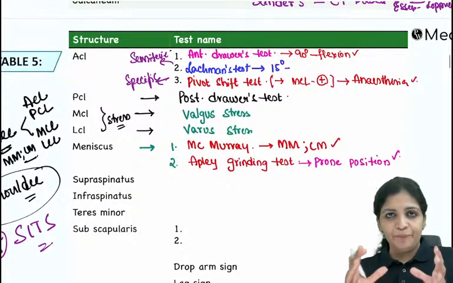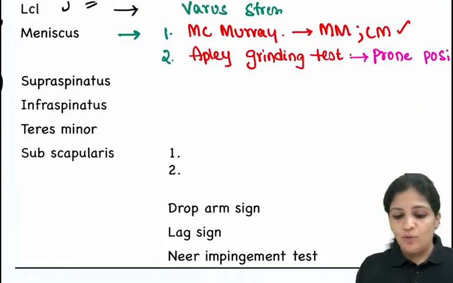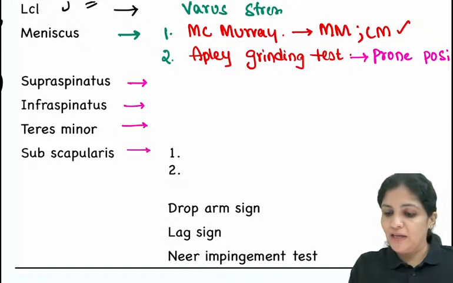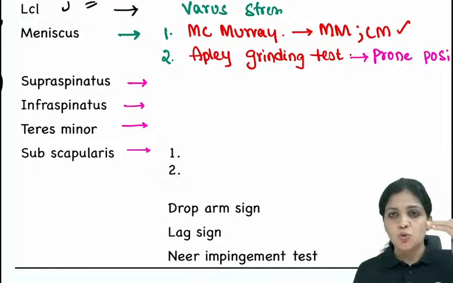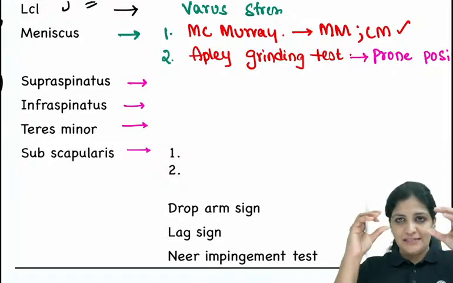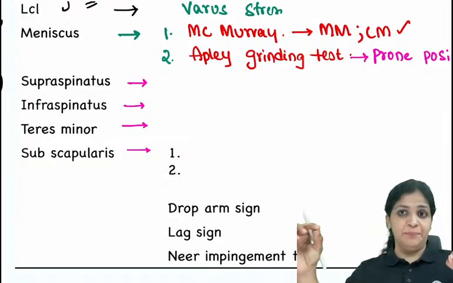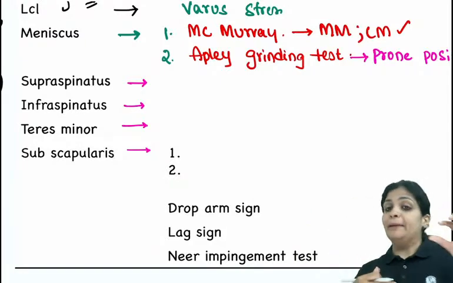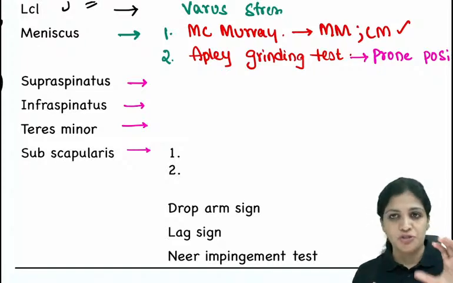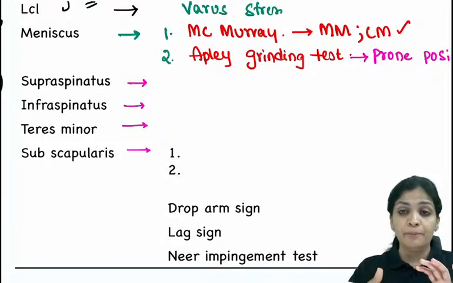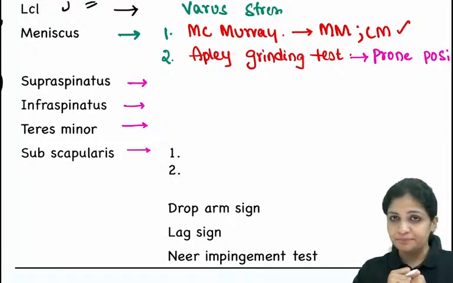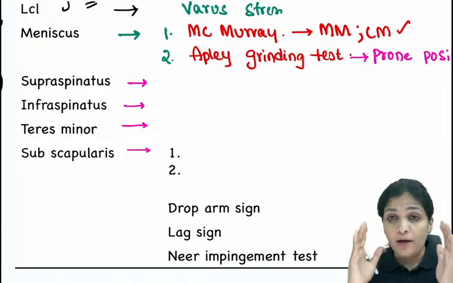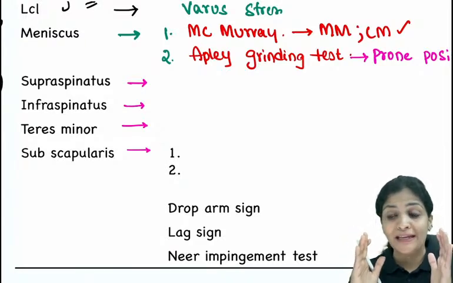Now we are done with the knee. Now we are going to the shoulder. In the shoulder you have supraspinatus, infraspinatus, teres minor and subscapularis. Very, very important. As you all know, there is a scapula and a spine of the scapula on the posterior aspect. Above the spine is the supraspinatus, below the spine is the infraspinatus on the posterior aspect. On the anterior aspect, you have your subscapularis. Why am I explaining it in this detail? If you know what works in which direction, it will be very easy for you to remember.